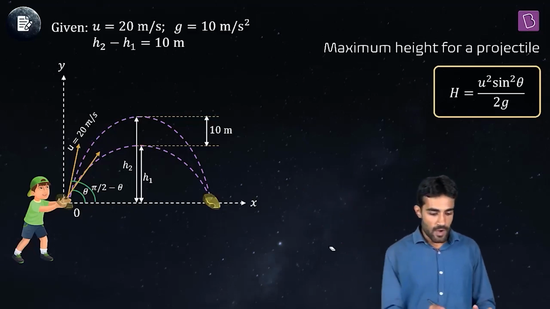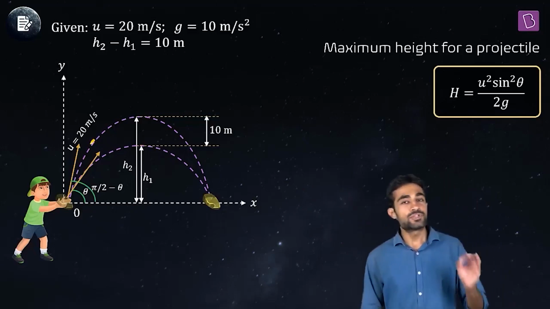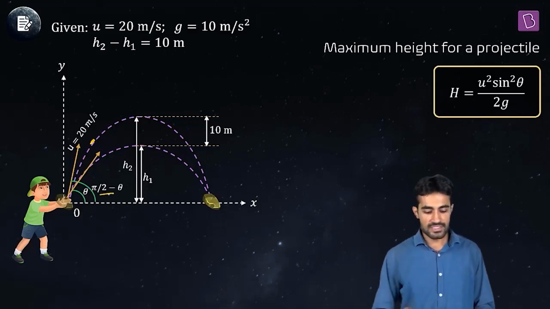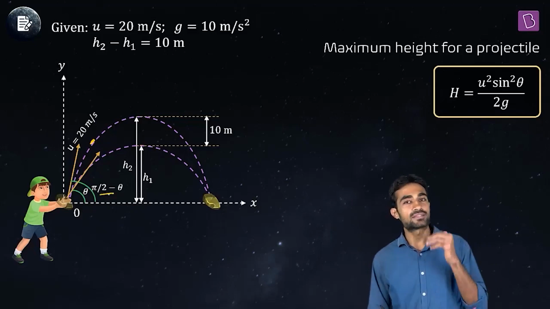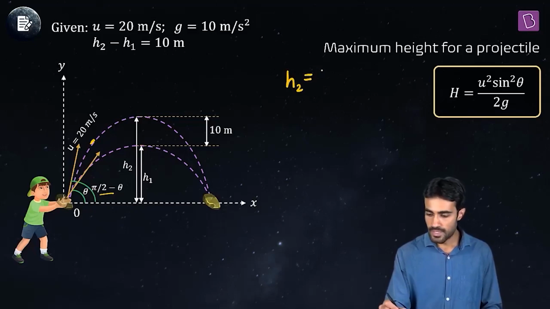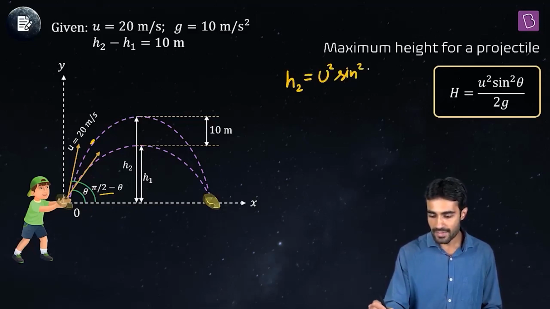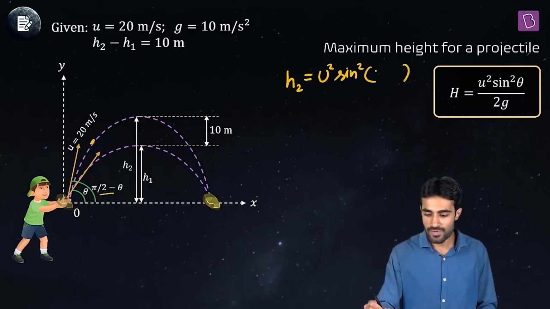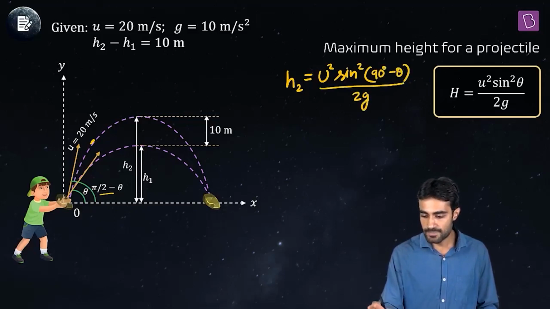Now, for the second projectile, the initial velocity is 20 meter per second and the angle of projection is 90 degree minus theta. So, maximum height, let's call it h2. h2 will be equal to u square sine square of the angle of projection, which is 90 degree minus theta. So, I will write 90 degree minus theta over here. And we will divide it by 2g.